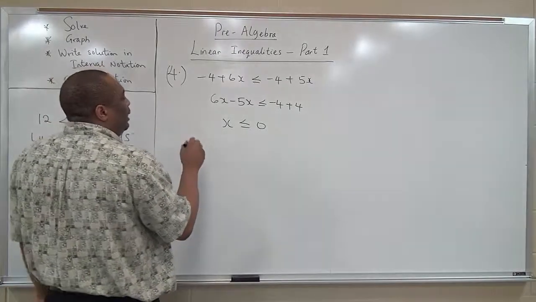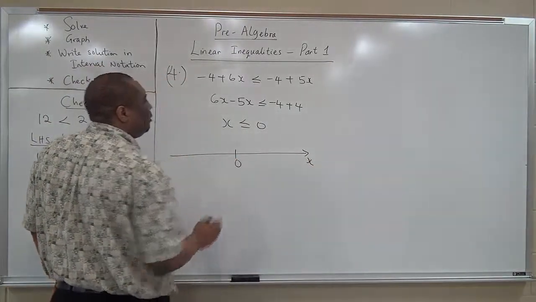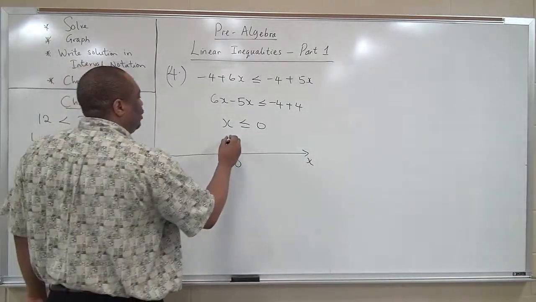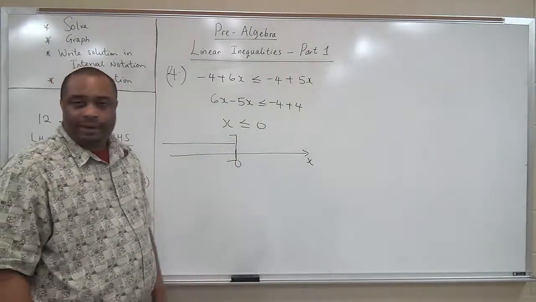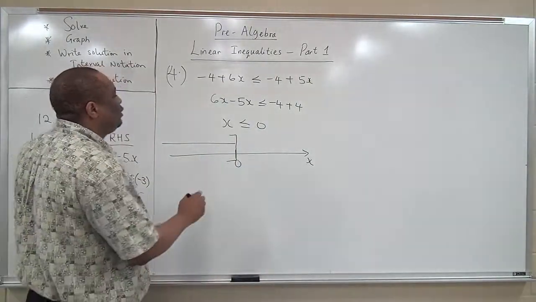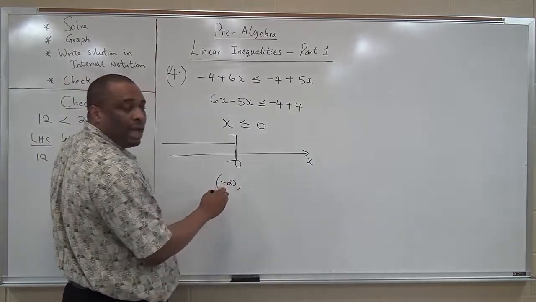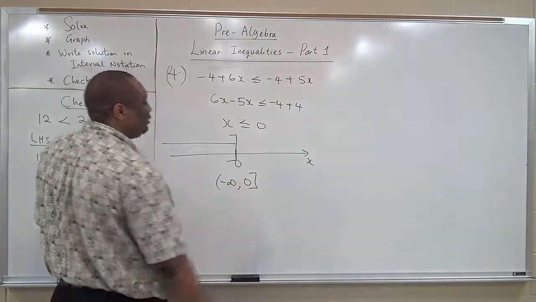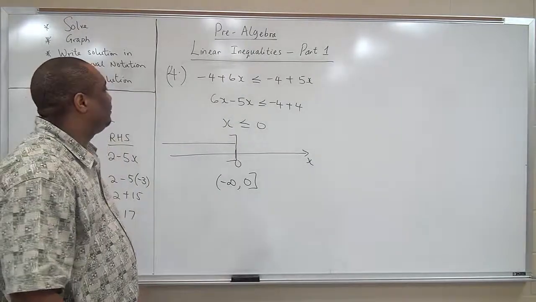So if we graph it, we have only 0, and this will be closed, going left. That's the graph. The solution set will be from negative infinity, open at negative infinity and closed at 0. So this is a half open interval or half closed interval.